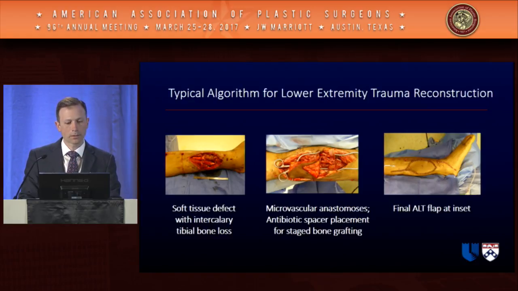So this is our typical algorithm for lower extremity trauma reconstruction at the University of Pennsylvania. This is a patient with a typical soft tissue defect overlying the medial lower extremity with an intercalary tibial bone loss with an antibiotic spacer, covered with an anterolateral thigh perforator flap, then to allow soft tissue healing and delayed bone grafting at 6 weeks after their initial flap reconstruction.